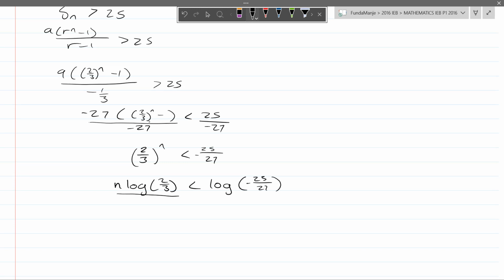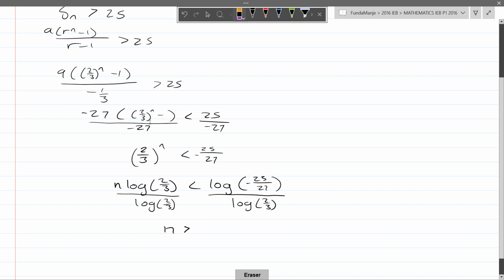And then you can divide both sides by log of 2 over 3. Why I prefer doing this over just taking the instant log is because you can see what actually happens when we take the log. So here the log of 2 over 3 is basically going to be a negative number, which is going to cause the sign to change. And the answer that you get from this should be something like 6.41. So when n is 6.41, that's when we get an Sn of 25.